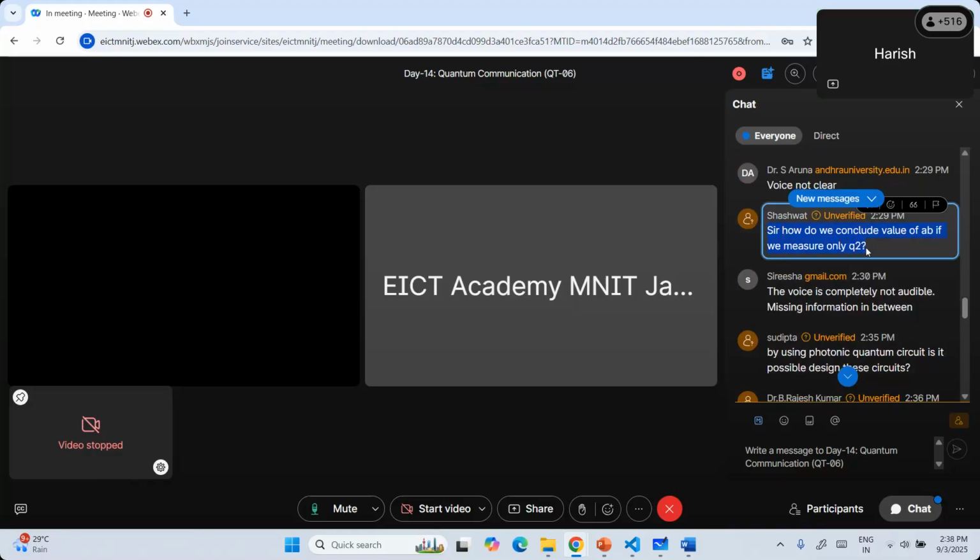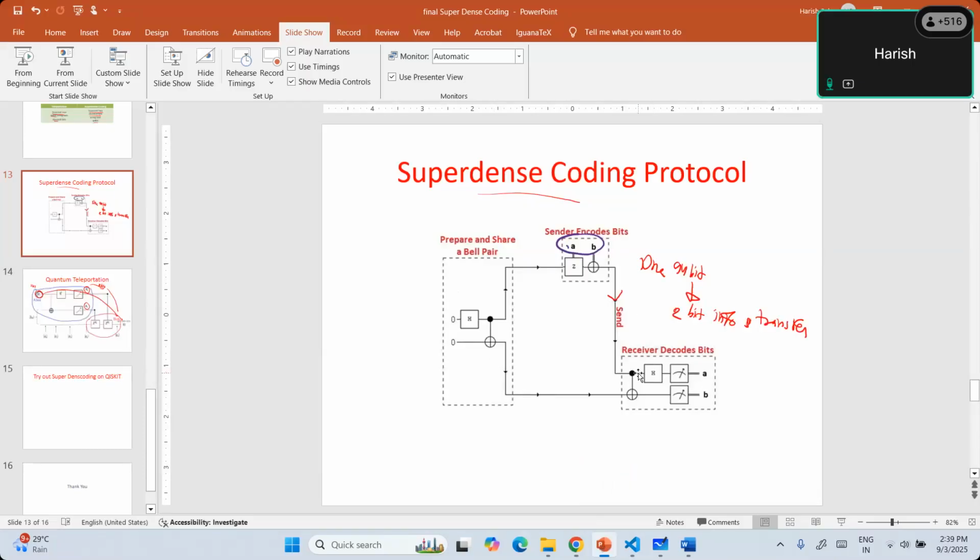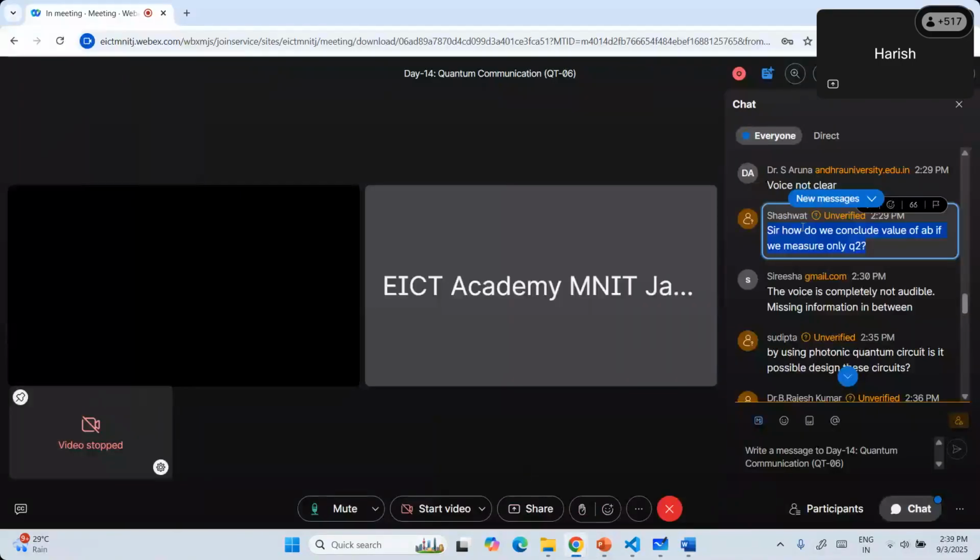The question is how we conclude the values of A and B if we measure only Q2. We are not measuring only Q2, we are measuring both Q1 and Q2. See here, we are measuring both of these, Q1 and Q2. So Q1 will give us A and Q2 will give us B. We are measuring both and we are able to tell A and B.